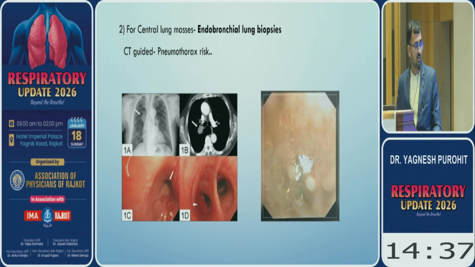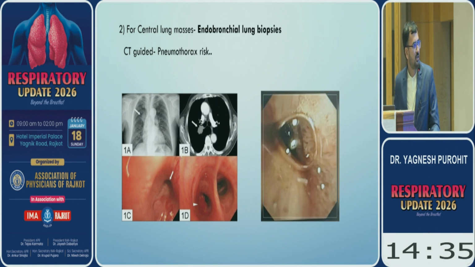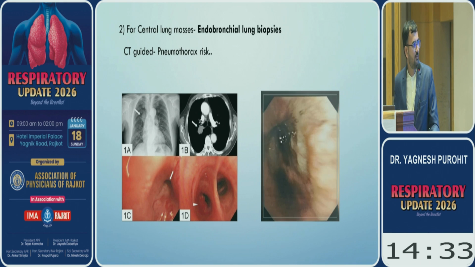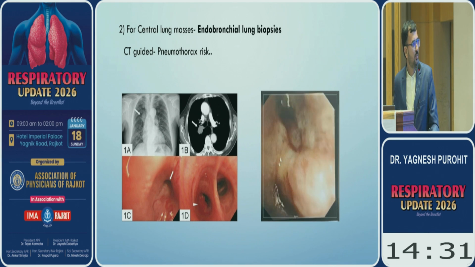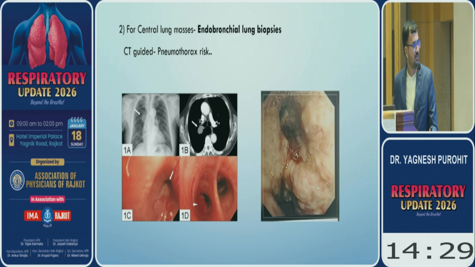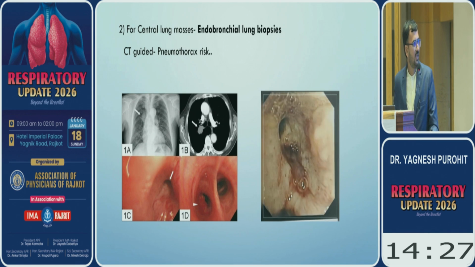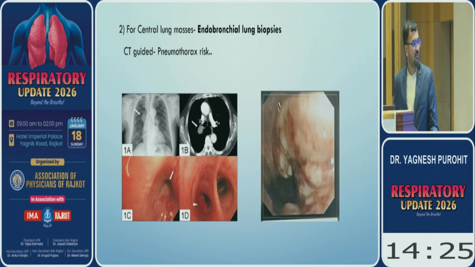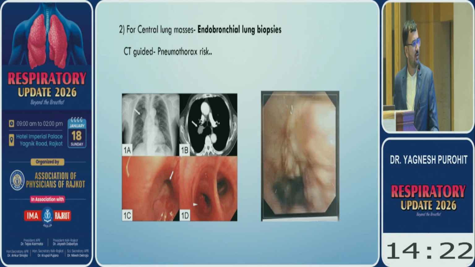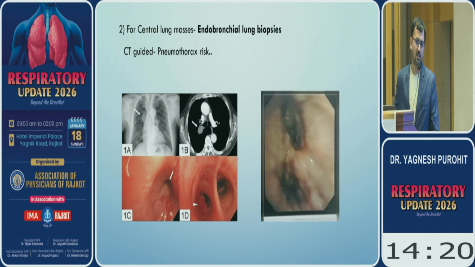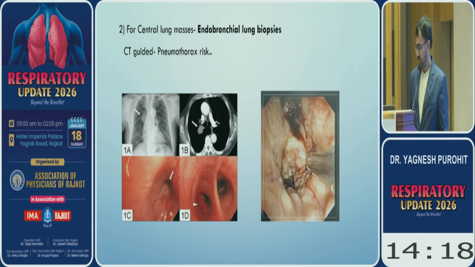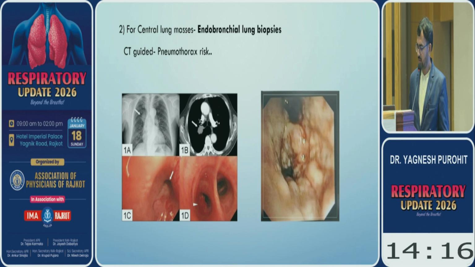So this video is showing we are inserting our scope into the airways. This is the left main bronchus, and the mucosa of the left main bronchus is extensively involved with these mucosal malignant infiltrates, and we can have a visible diagnosis also, and we can easily take the biopsy and sample it, and in a few days we can have a tissue diagnosis. This is how we can take biopsy.